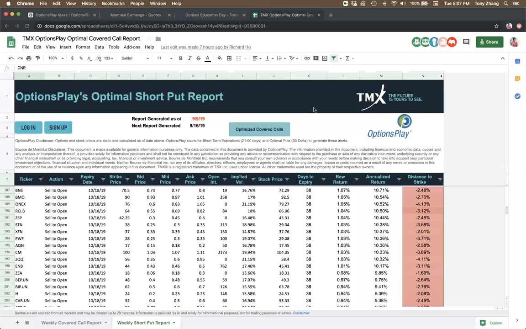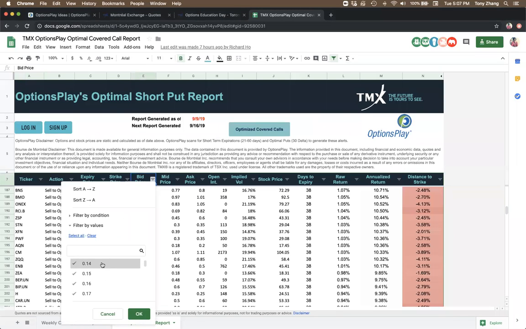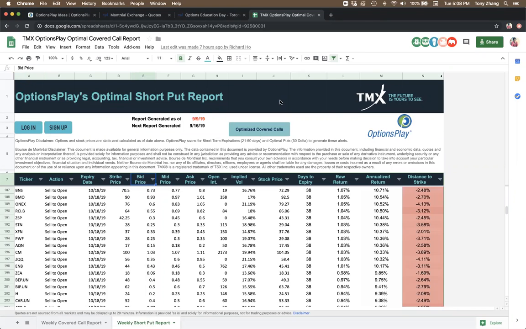The report are all of the optimal ones. You can certainly filter them out by bid price. You can say only show me ones that are greater than a certain amount. That's really why we created this report, so that you can do your own filtering and only look for stocks that are worth your while.